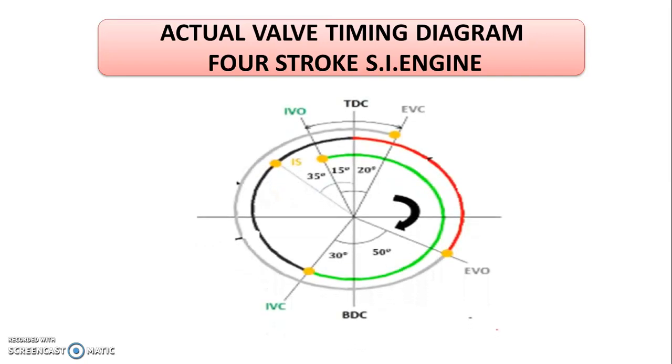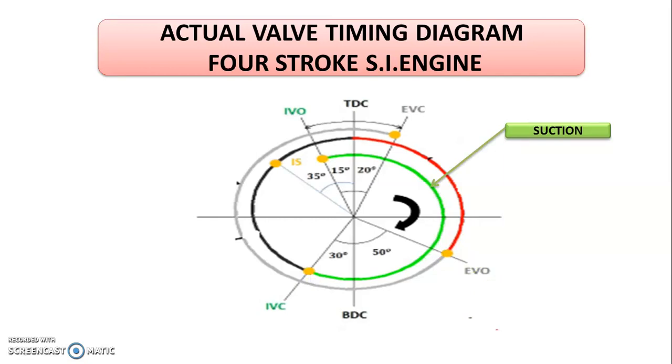This is the representation of the actual valve timing diagram for 4-stroke SI engine. In the actual valve timing diagram, the opening and closing of the inlet valve and exhaust valve will not take place exactly at TDC and BDC. The inlet valve or exhaust valve will open and close at some angle before or after TDC and BDC. So it is known as the actual valve timing diagram. In this figure, the inlet valve opens 15 degrees before TDC and the inlet valve will close 30 degrees after BDC. This green curve shows the suction stroke.